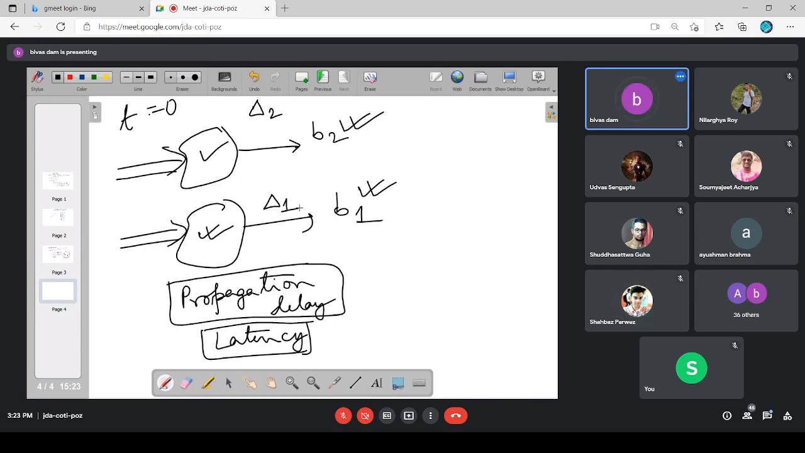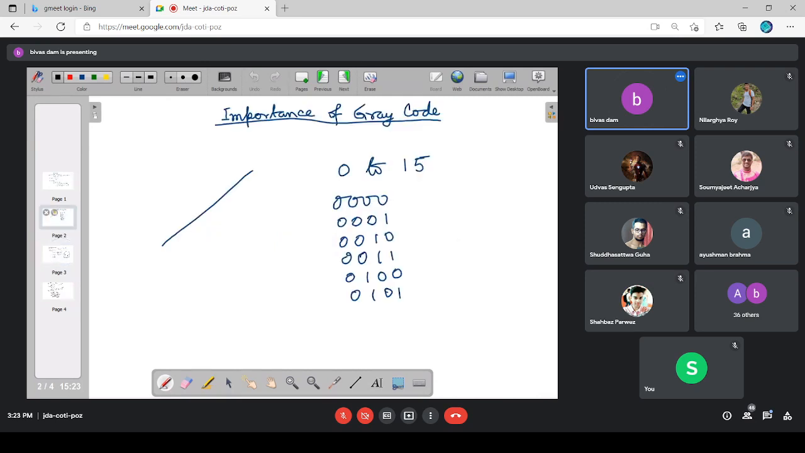Fine. Now let me go back to the previous one. Here, how many outputs are there? How many bits are there in this temperature measurement? Four. So let us term them B3, B2, B1, B0. These four bits must be coming from four different electrical nodes, and those four electrical nodes are the outputs of four different circuits, is it not?